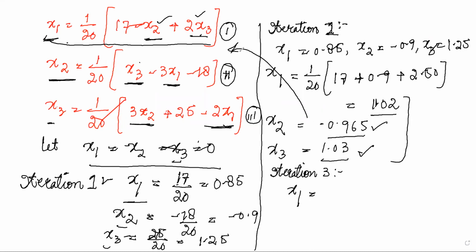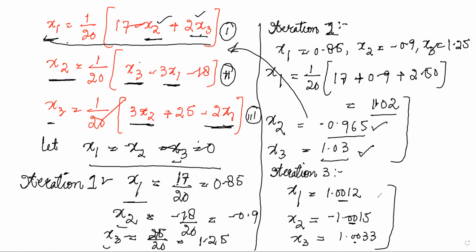As you do it, you will get the value of x1 equal to 1.0012, the value of x2 equal to minus 1.0015, and the value of x3 equal to 1.0033. This is what happens after iteration 3. After iteration 3, what is happening after the decimal? The two significant figures are common. But the question says we have to find it accurate to 4 significant figures, so we'll go to iteration number 4.